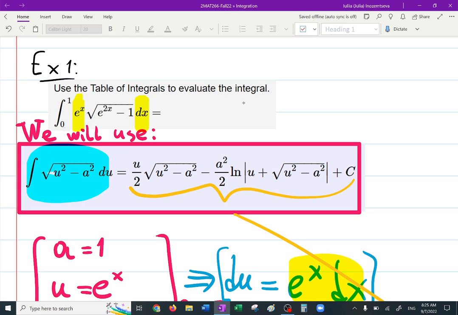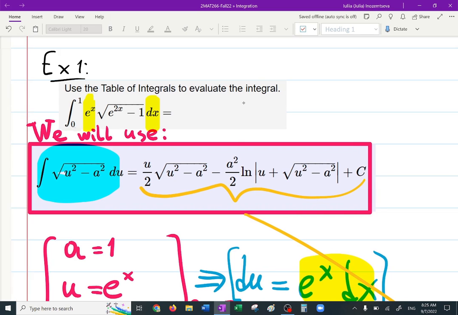Wolfram Alpha. Actually, it's not a bad idea, which goes into a bigger question. What if it's not Wolfram Alpha? Then it's a computer. And computer takes us to numerical integration.